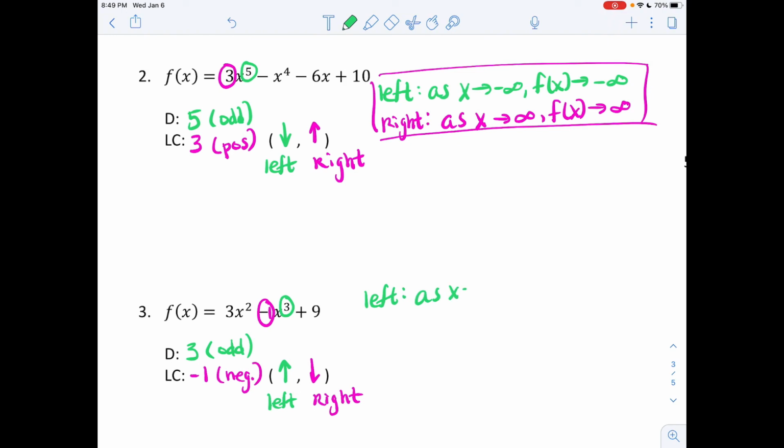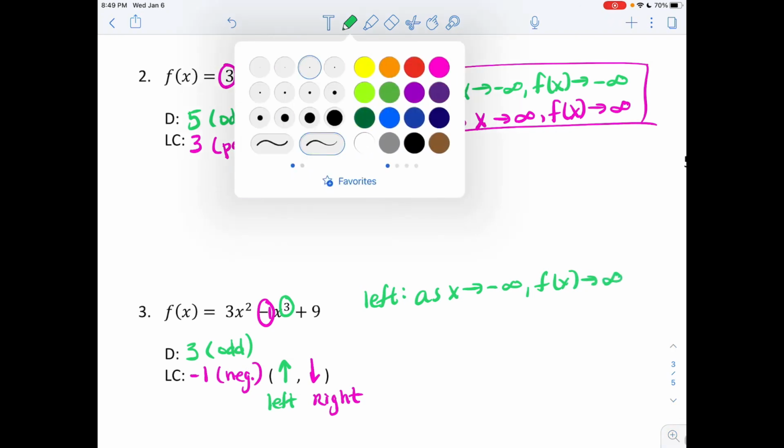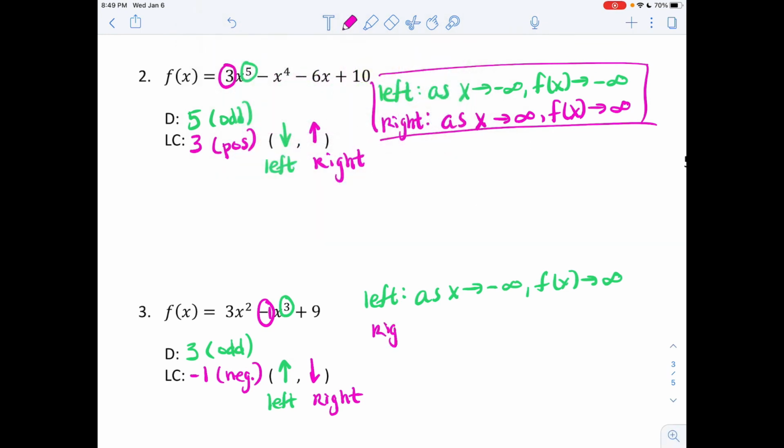So we can talk about the left-hand side. As x approaches negative infinity, then f of x is approaching positive infinity for this one. And on the right-hand side, as x approaches infinity, our f of x is approaching negative infinity.